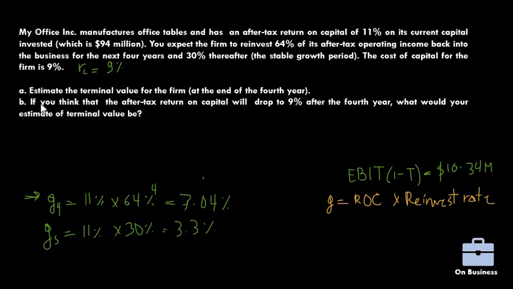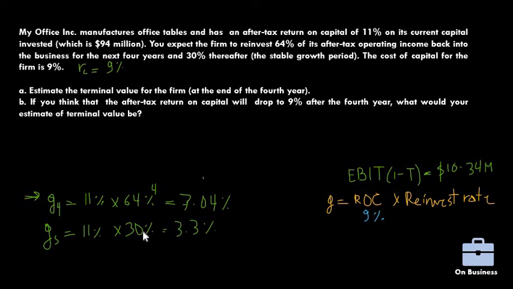Now, let's read part B. If you think that the after-tax return on capital will drop to 9%, meaning that ROC is going to drop to 9% after the 4th year, what would you estimate the terminal value to be?